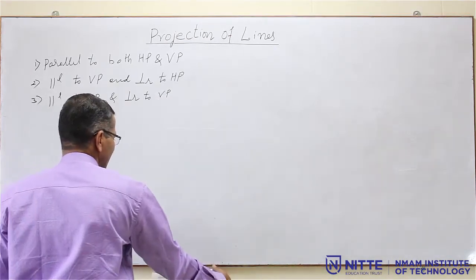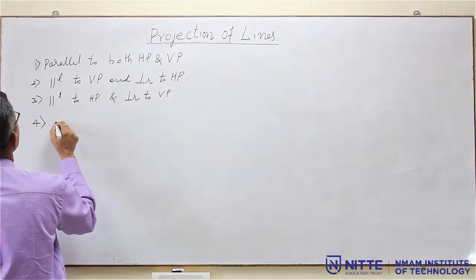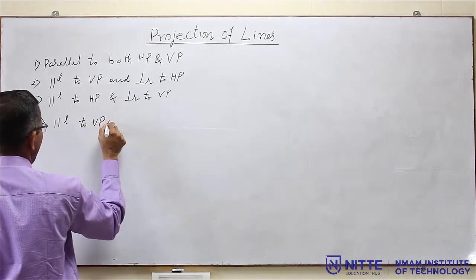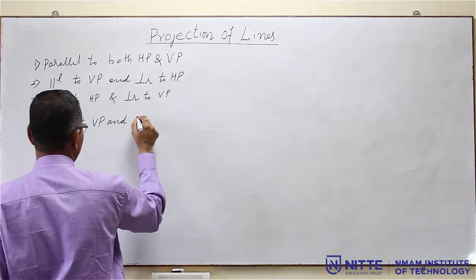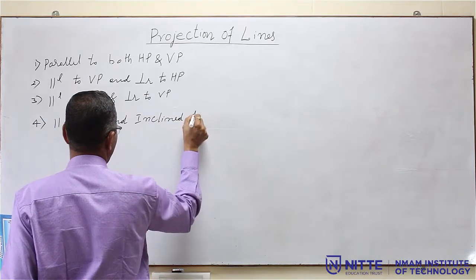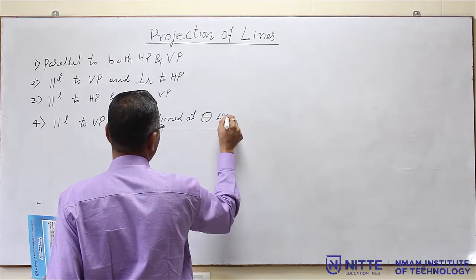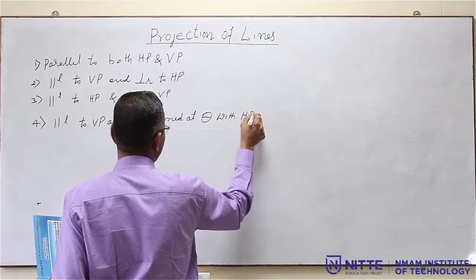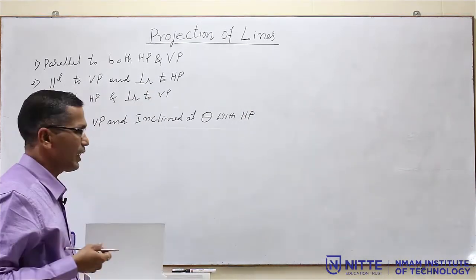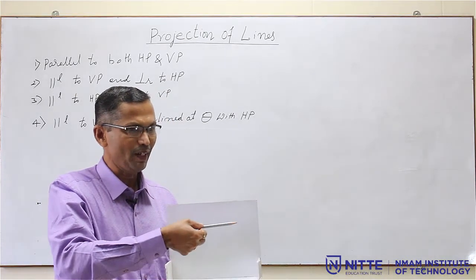Then fourth condition, parallel to VP and inclined at an angle of theta with respect to HP. So, this is the fourth condition. Now, the straight line is parallel to VP. Now, this is the condition where the straight line is parallel to VP and parallel to HP.